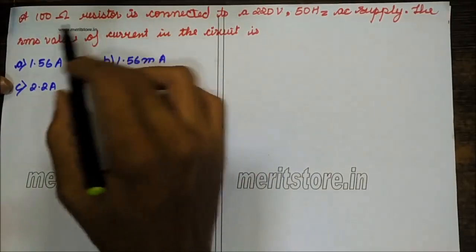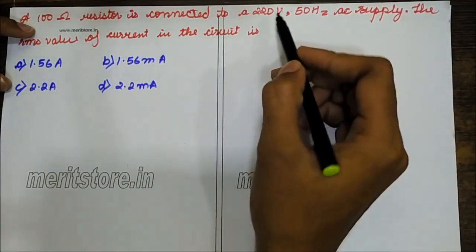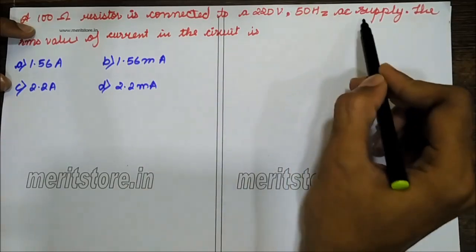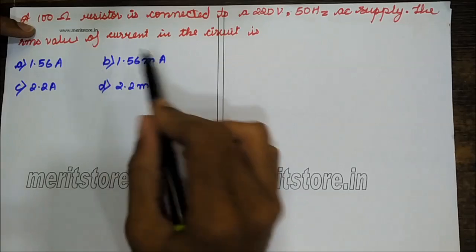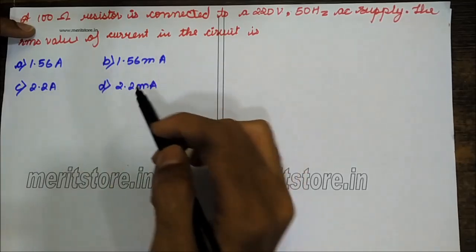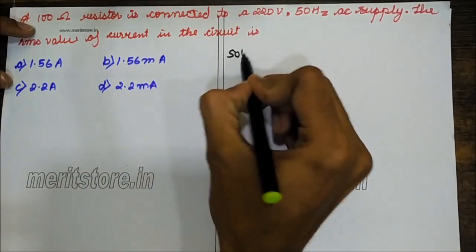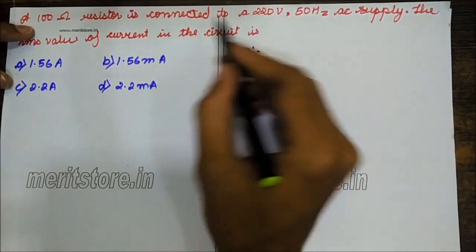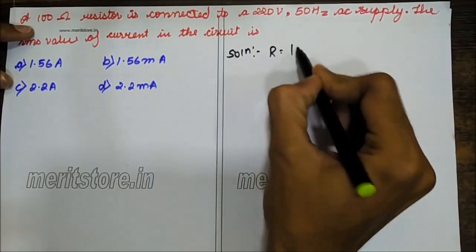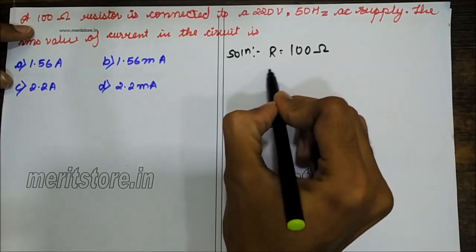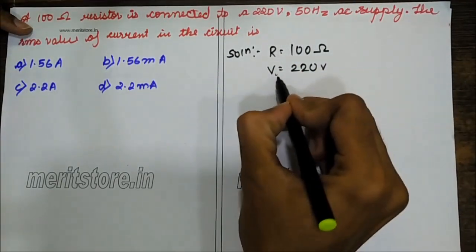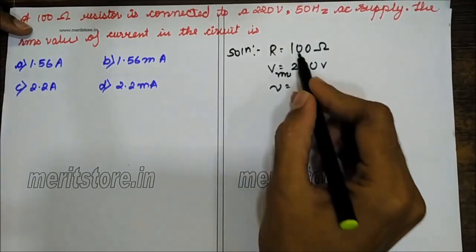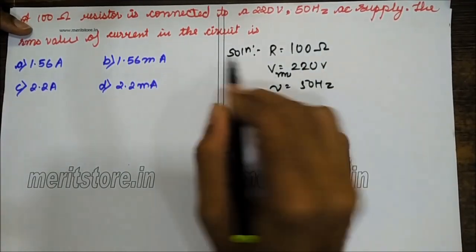Next question. A 100 ohm resistor is connected to a 220 volt and 50 hertz AC supply. The RMS value of the current in the circuit is 1.56 amps, 1.56 milliamps, 2.2 amps, or 2.2 milliamps. So let's write down the given things. We have a resistor of resistance 100 ohms, then 220 volt, which is the RMS voltage, VRMS. Next we have mu, the frequency, which is given as 50 hertz.